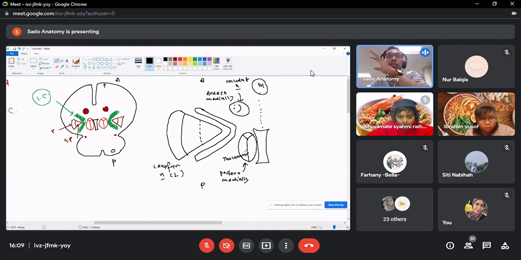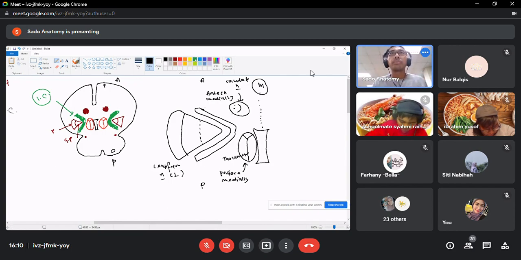The internal capsule is located on the lateral side. You can see the lentiform nucleus. Laterally you have the lentiform nucleus, and anteromedially, in front and on the medial side, you can see the caudate nucleus, and posteromedially you can see the mass of gray matter, which is your thalamus. So this is your internal capsule orientation.